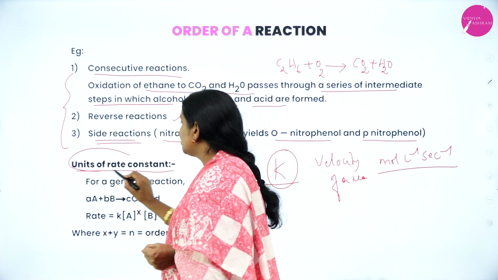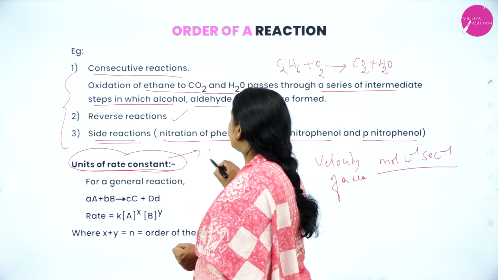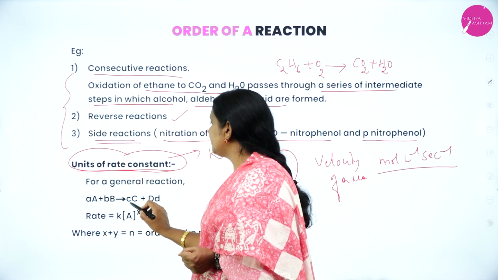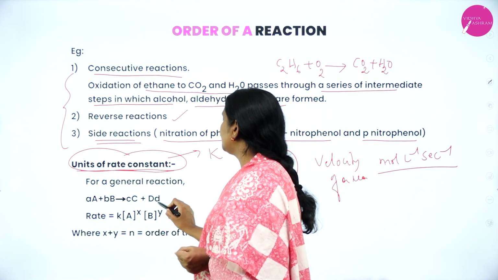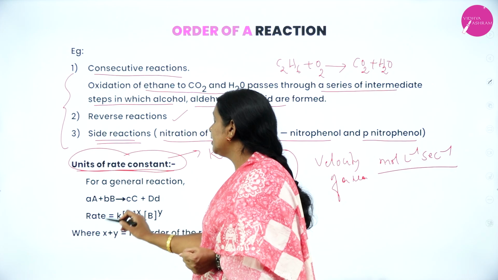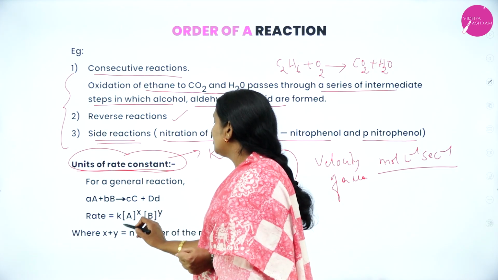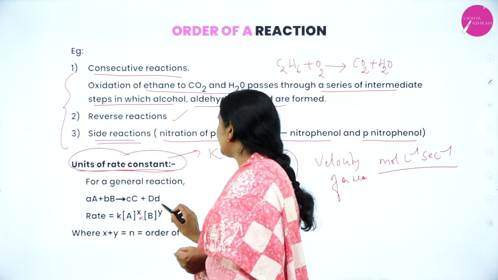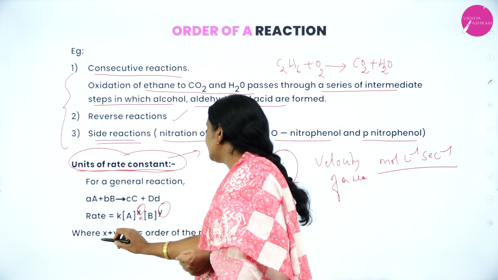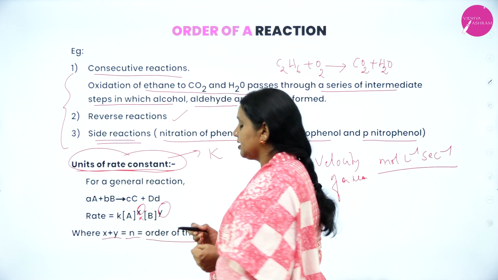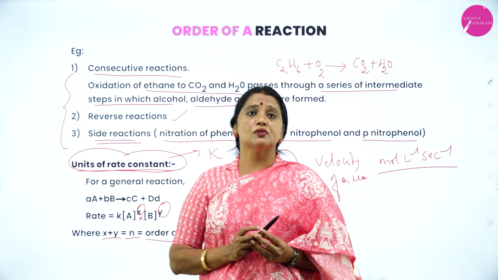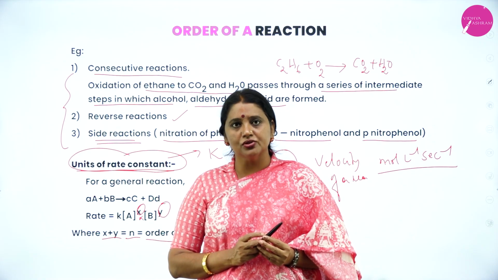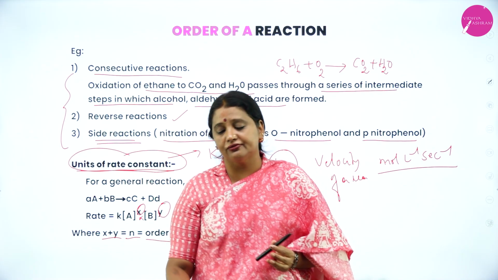Now I am finding unit of rate constant K. For that I am going to take a general reaction. a moles of A reacts with b moles of B, giving rise to c moles of C and d moles of D. Applying law of mass action, rate is equal to K into molar concentration of A to the power of x into molar concentration of B to the power of y. If you add the powers x and y, which is equal to n, which is the order of the reaction. Which notation is used to denote the order of the reaction? Small n. In chemical kinetics, small n indicates order of the reaction.